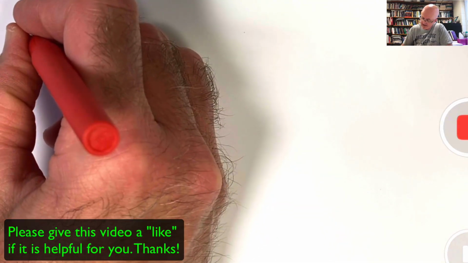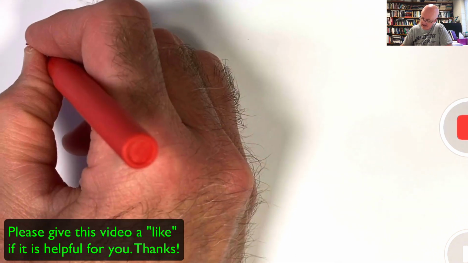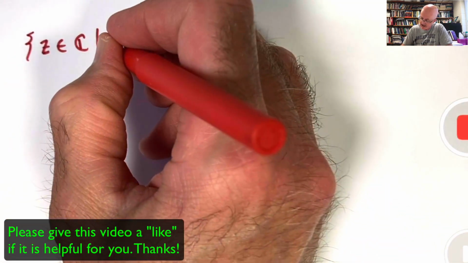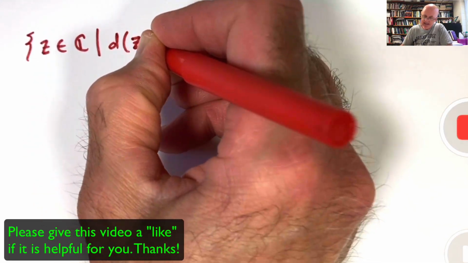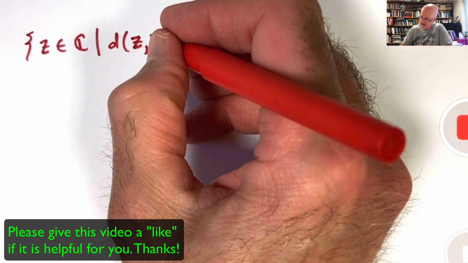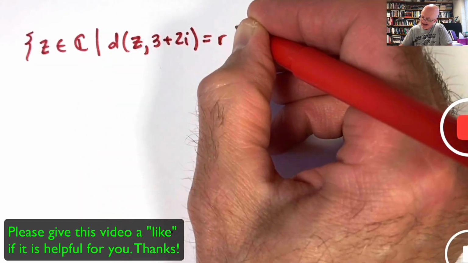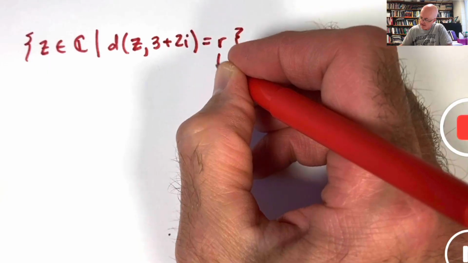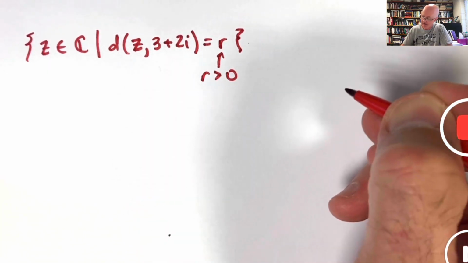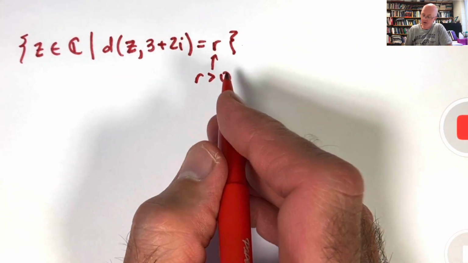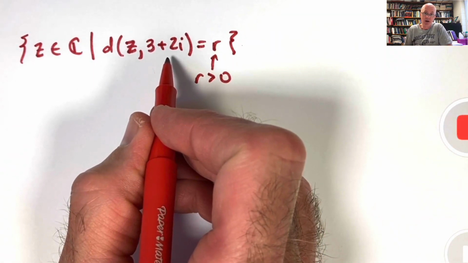Distances can be used to describe, for example, circles in the complex plane. If we talk about the set of all points z in the complex plane that satisfy the property that the distance between z and, let's say, the particular complex number 3 plus 2i equals some positive real number, call it r, that does describe a circle of radius r centered at the point 3 plus 2i. I hope that makes sense.